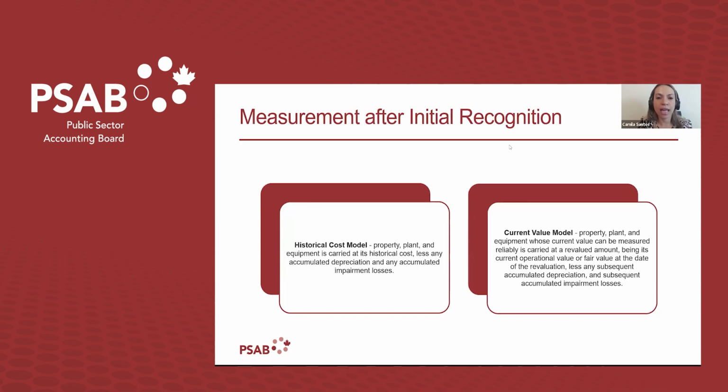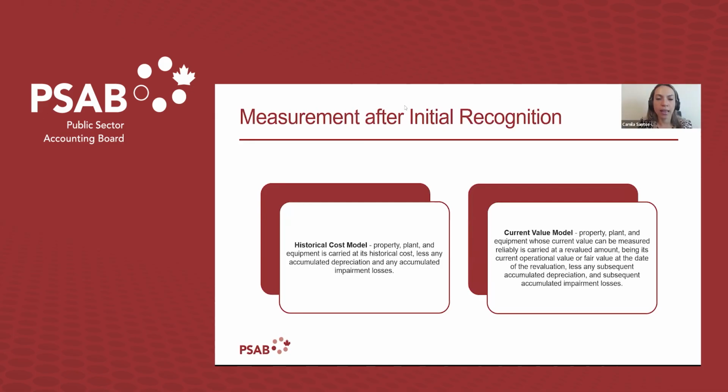Also, it's important to mention that entities have flexibility when making the accounting policy choice, because it doesn't have to be used consistently across all asset classes. Hmm, that's interesting, Camilla. Could you give us an example of that?